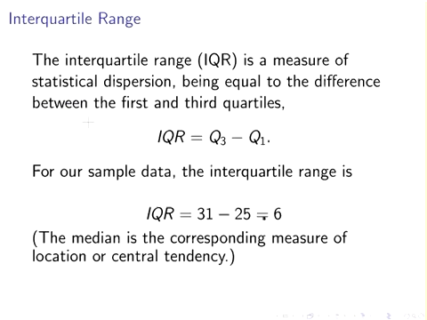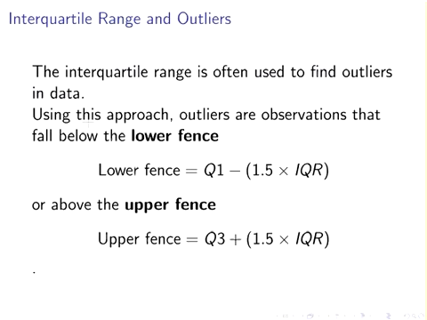Just a quick remark, the corresponding measure of location or central tendency is the median. They go hand in hand, the median and the interquartile range, as measures of central tendency or location and dispersion respectively. Okay, so what we're going to do now is look at how we would use the interquartile range in outliers.